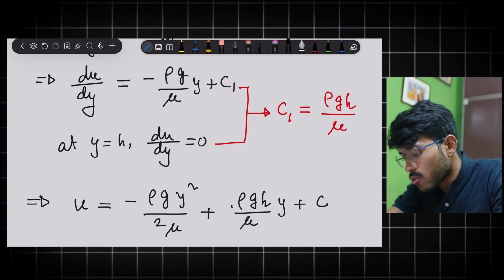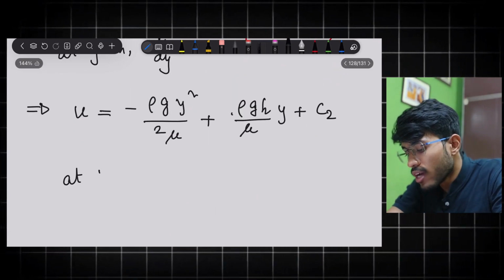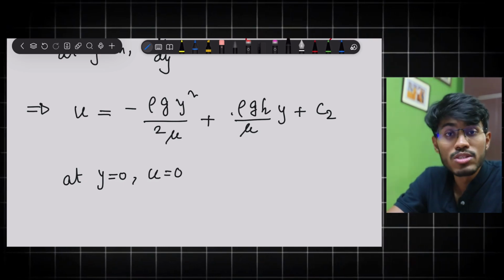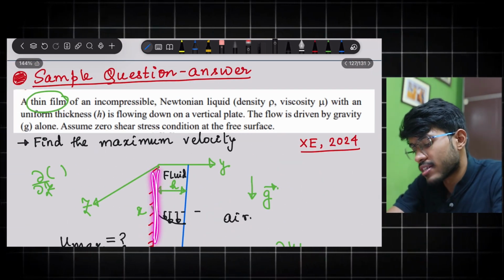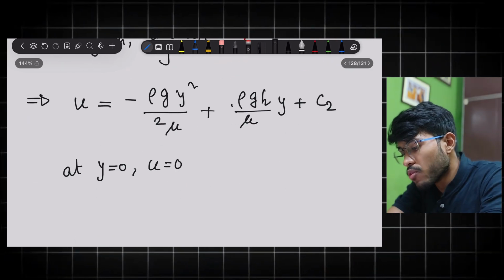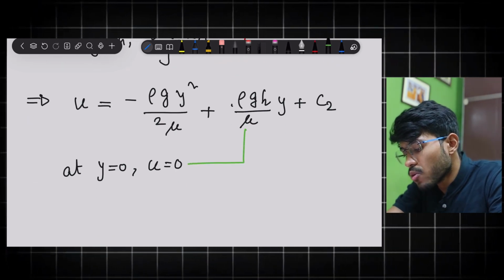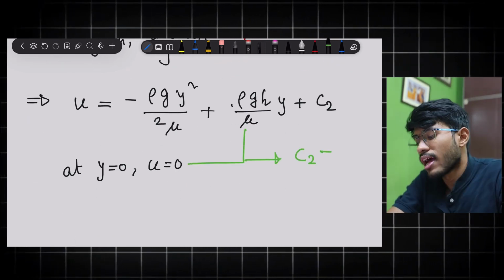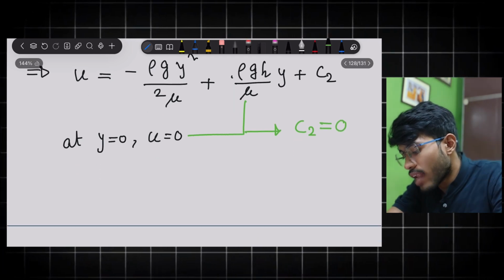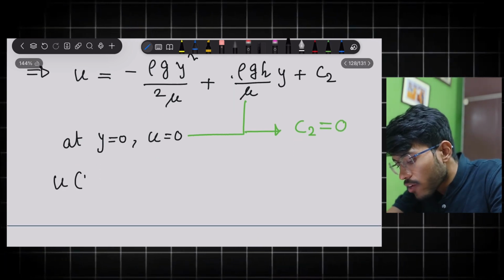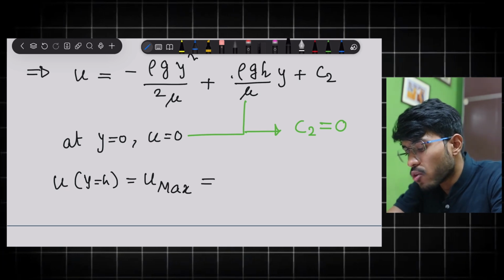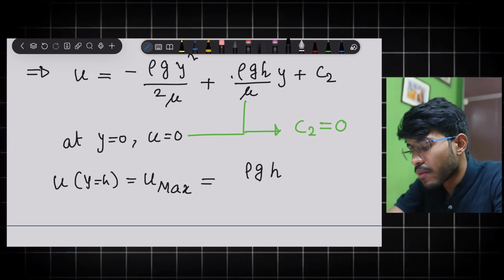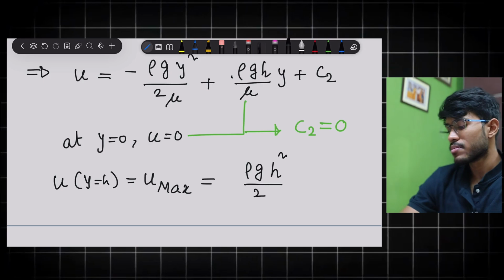How can we find c2? At y equal to 0, u is equal to 0. Why? No slip condition. At wall, we will be having the no slip condition, right? So that is why, from these two, you just put those and we will be getting c2 equal to 0. Now, if you put u at y equal to h, that is u max, that will be rho g h square by 2 mu. So this will be the answer.